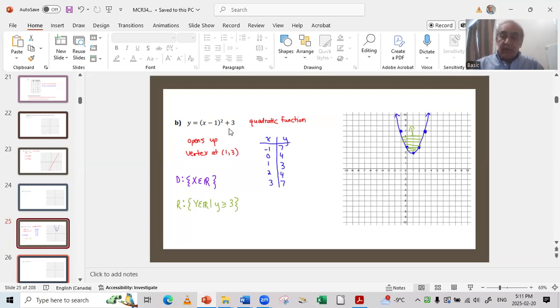We call this quadratic form. Quad means 2, because the power here is 2. Like what you see here in front of you, the power here is 2.